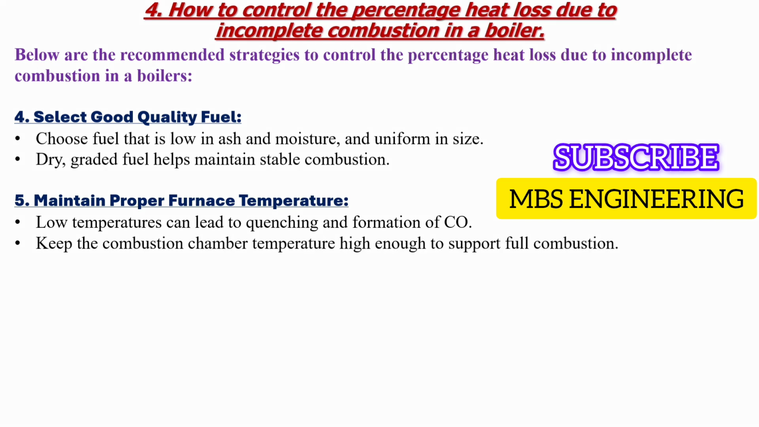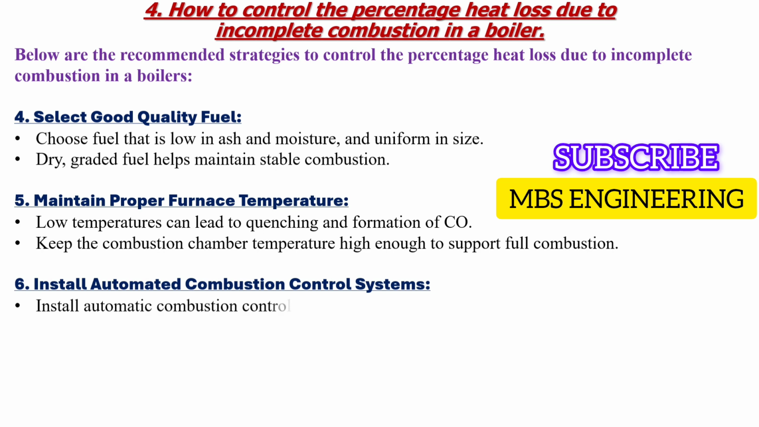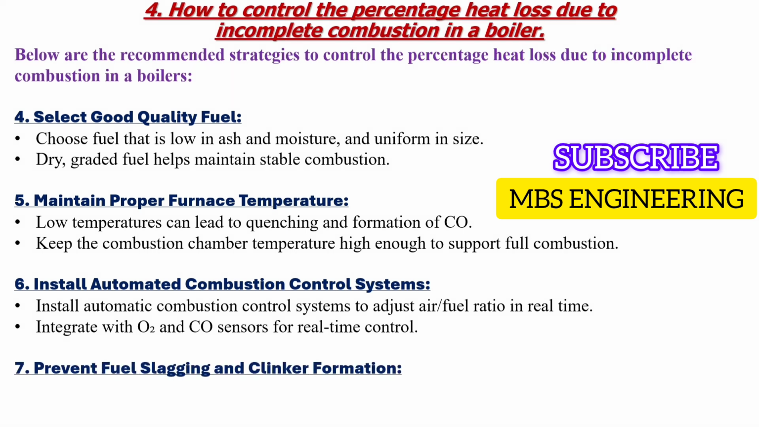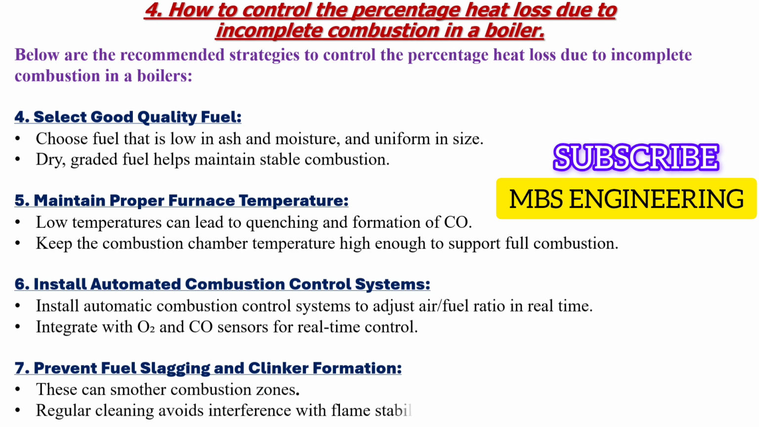The sixth recommendation, to reduce the heat loss: install automated combustion control systems. Install automatic combustion control systems to adjust air-fuel ratio in real time. Integrate with O2 and CO sensors for real-time control. The seventh recommendation, to reduce the heat loss: prevent fuel slagging and clinker formation. These can smother the combustion zones. Regular cleaning avoids interference with flame stability.